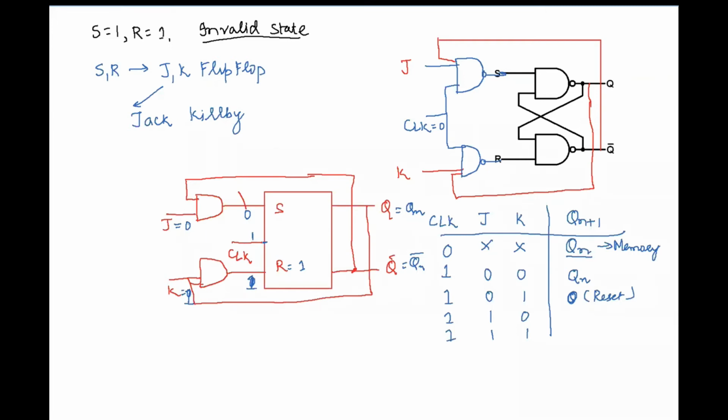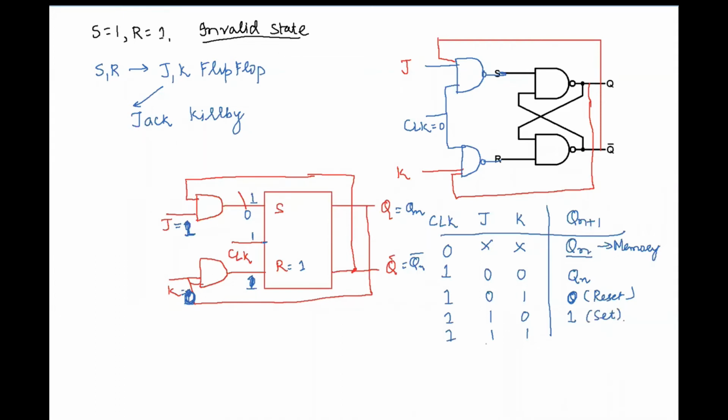Now when J is equal to 1 and K is equal to 0, what will happen? This is 0 and this is 1, and they are opposite to each other. So both inputs are 1 and this gives you 1. When S is equal to 1, your system is going to give you output as 1. That means it has set the output.